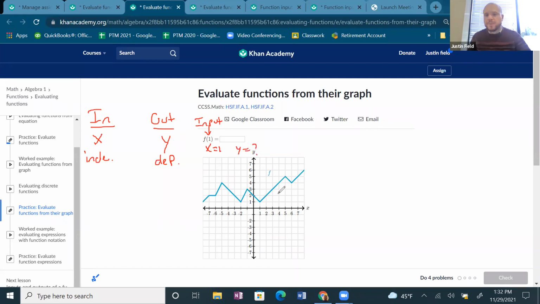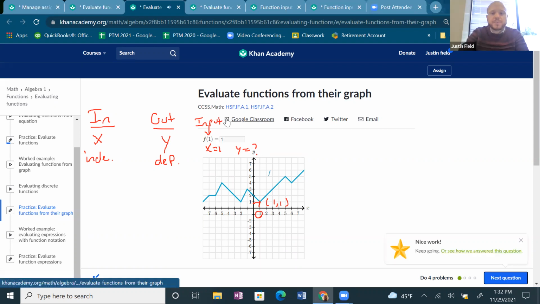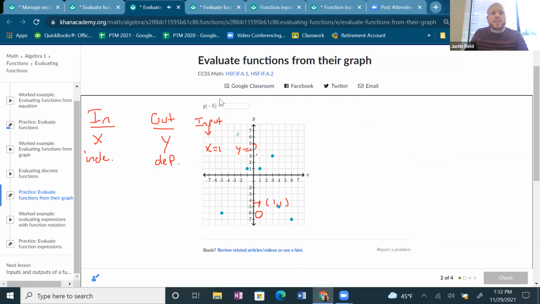That's the question. So where is x equals 1 on this graph? X is 1 right here. What is the y value when x is 1? Let's go up to the graph. Here's the point. And what is that coordinate pair? 1, 1. See? 1, 1. So in this particular one, both the x and y are 1 at the same time. Now let's do another one.